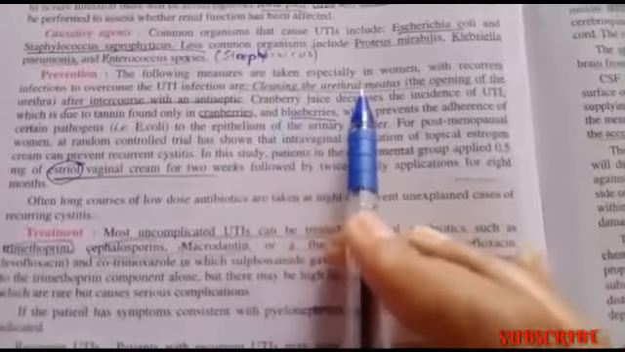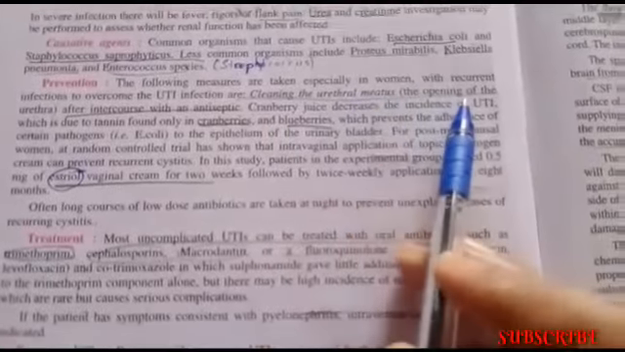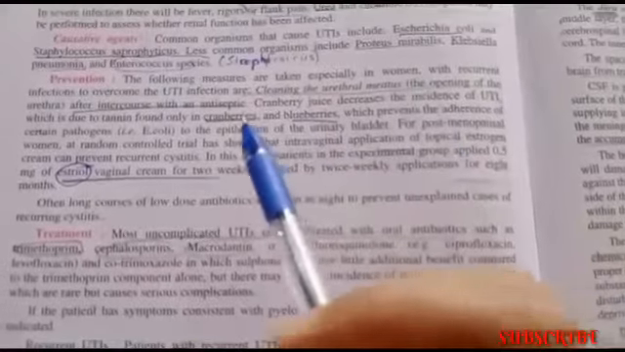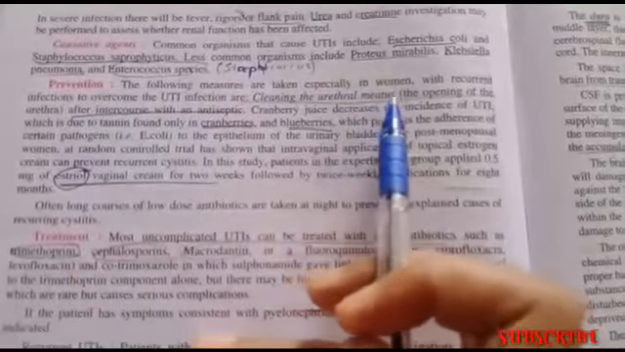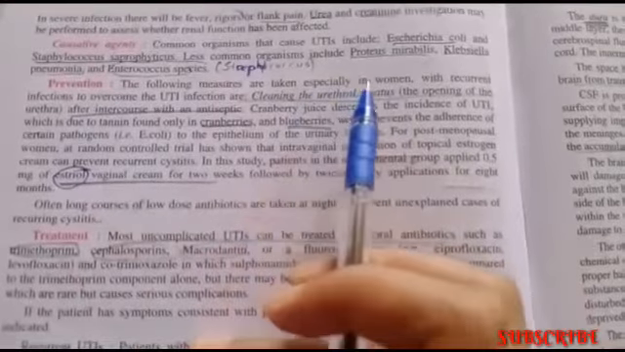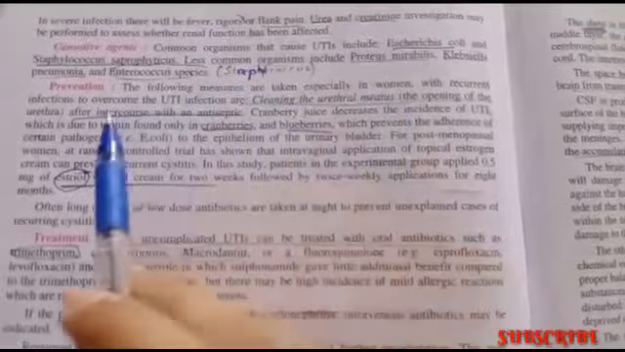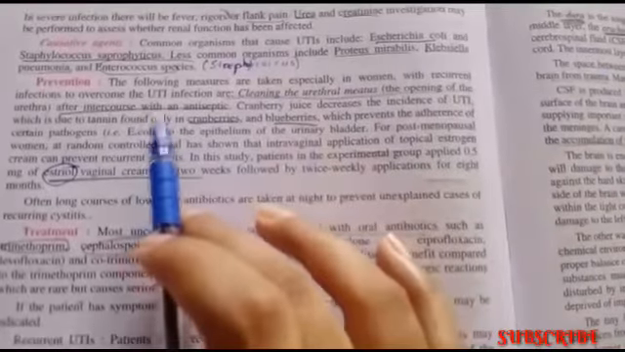Next is how to prevent this infection. The first thing we have to do is always clean the urethral meatus. Whenever a person has intercourse with a new partner or the same partner, he or she should wash the urethral meatus with an antiseptic. They should clean it only after the intercourse.